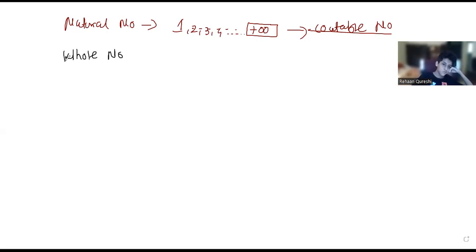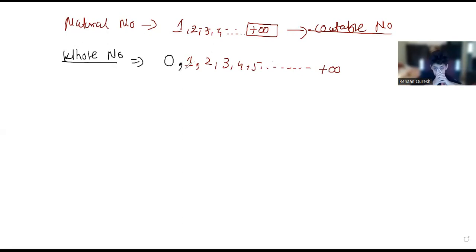Okay. So the next number is whole number. In whole numbers, if we add 0 to natural numbers, then we will get whole numbers. अगर हमने natural number में 0 को add कर दिया, तो हमें होल नंबर मिलेंगे. तो होल नंबर में ऐसी क्या चीज है जो नेचुरल नंबर में नहीं है? 0. Very good.